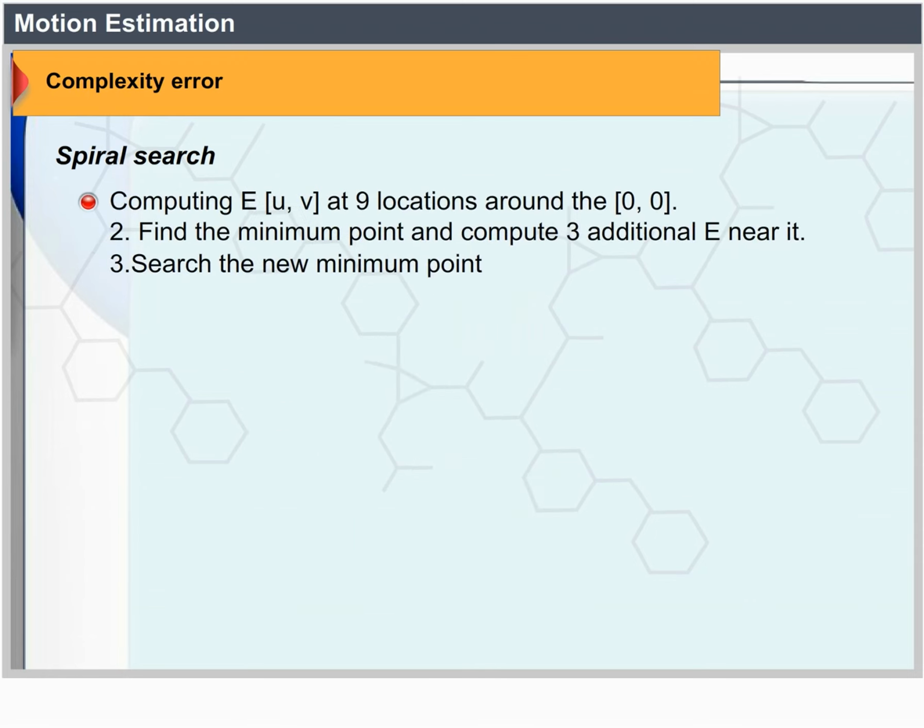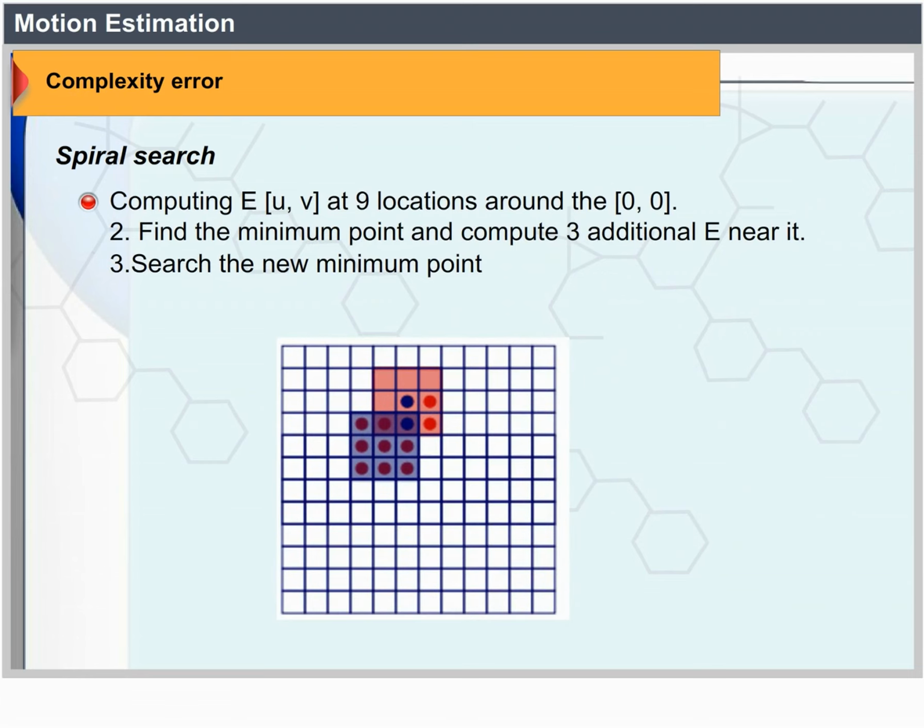computing E(u,v) at 9 locations around E(0,0). Find the minimum point and compute 3 additional E rows, columns near it. Search the new minimum point.